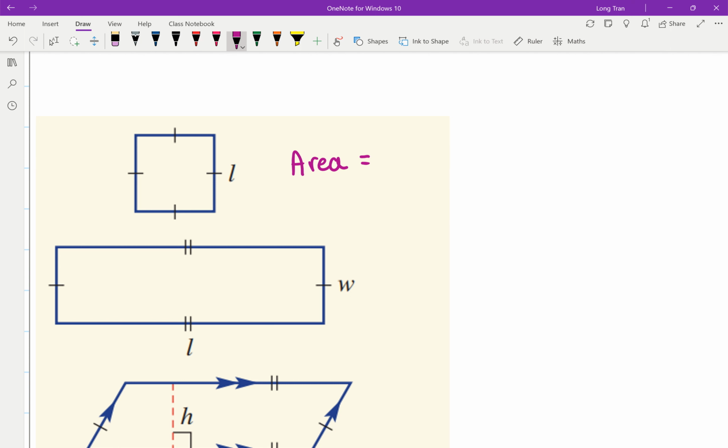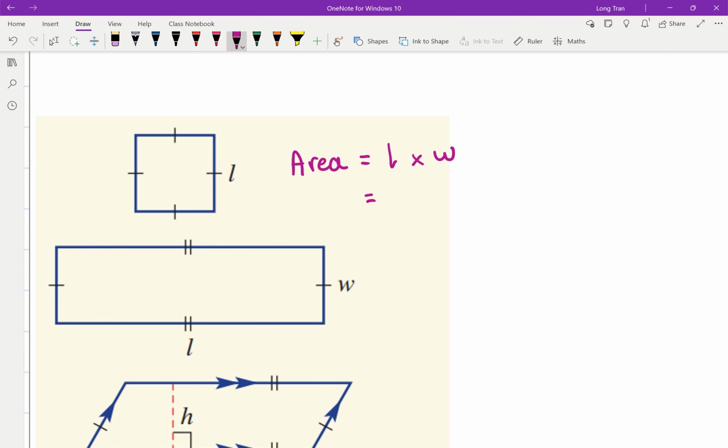Area of a square. What is the formula for the area of a square again? Can I please have... All right, Michael. Is that length times width? Length times width. Very good. Length times width is the area for a square, but we can also write it another way. Sometimes they write it in a different way. What's another way that you might have seen in the past?